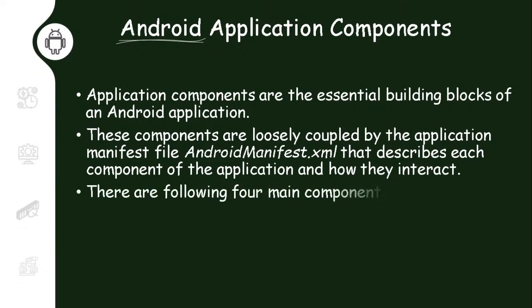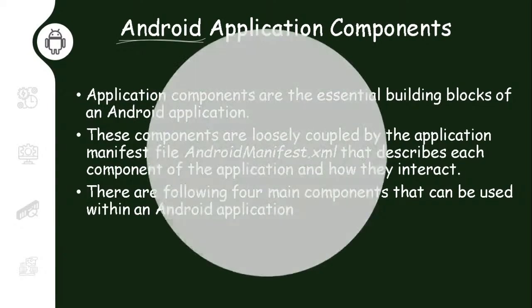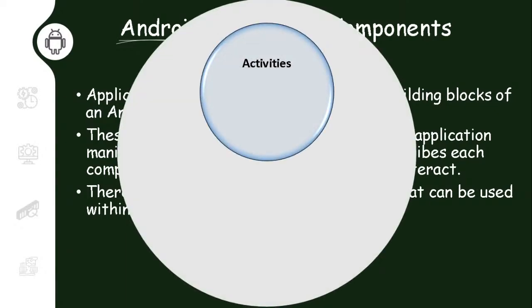There are mainly four application components that are combined together to write an Android application. There are mainly four components which are combined together to make an efficient Android application. So what are those four main components? Yes, the first is activities.